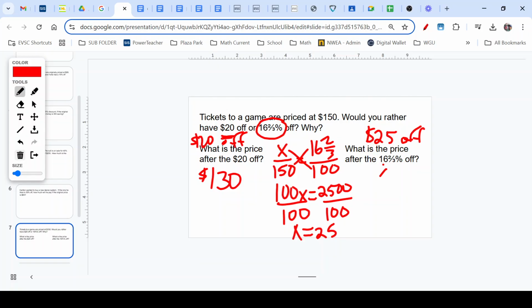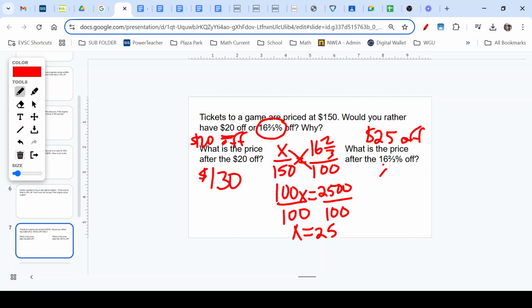Our next problem. Sorry guys, I had some issues there with my writing display.